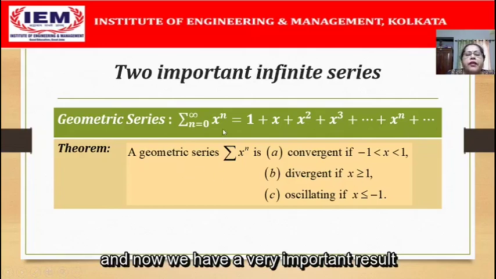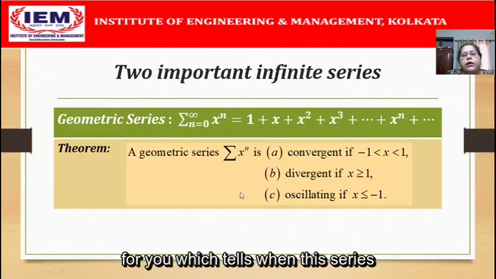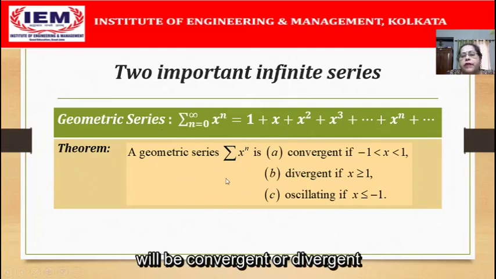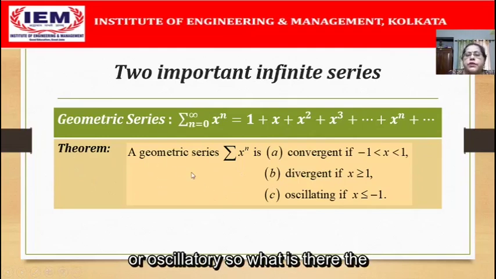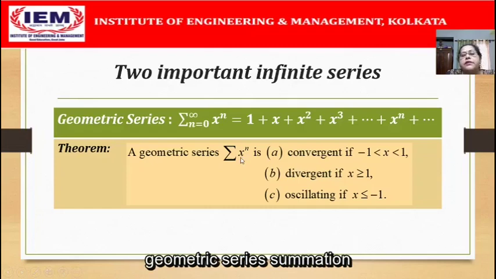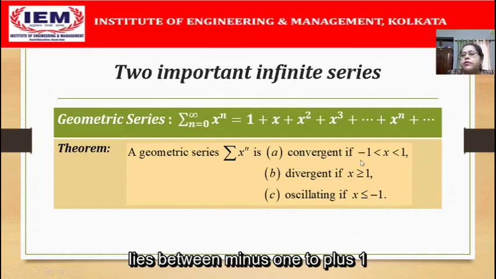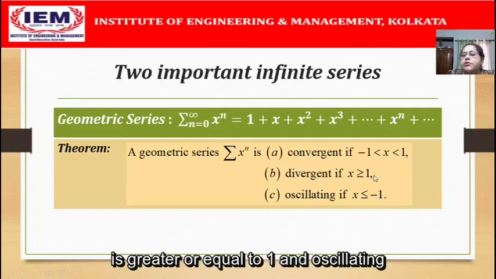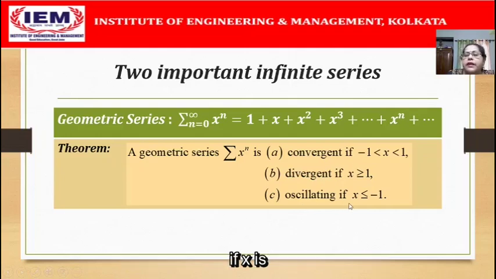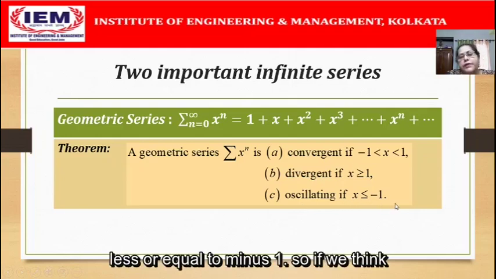And now we have a very important result for you which tells when this series will be convergent or divergent or oscillatory. So what is there? The geometric series summation x^n is convergent if x lies between -1 and +1, divergent if x is greater or equal to 1, and oscillating if x is less or equal to -1.